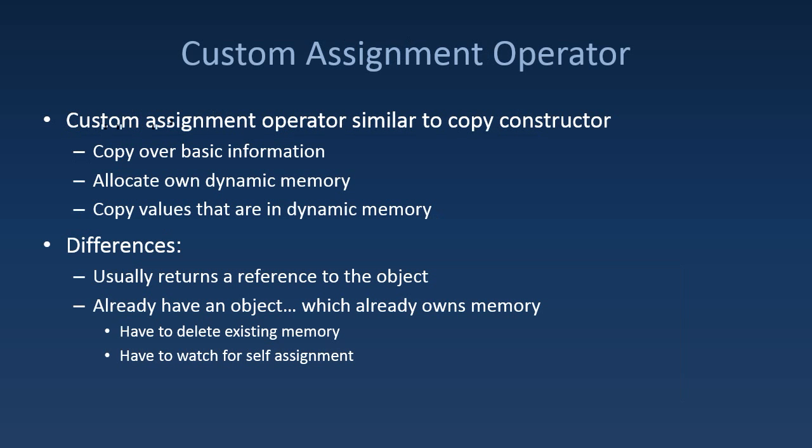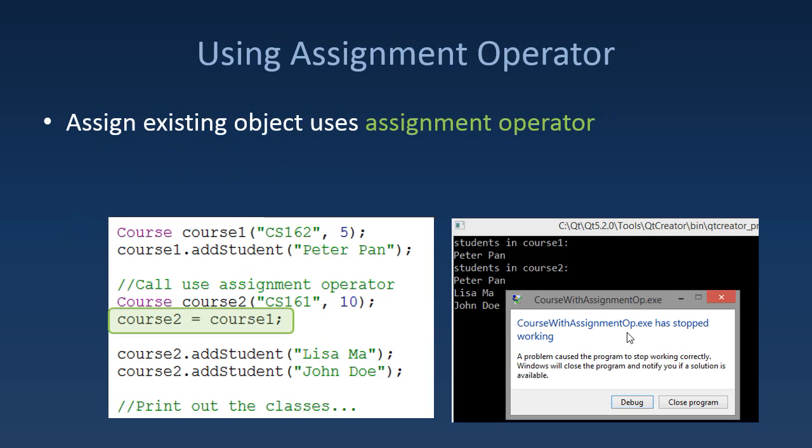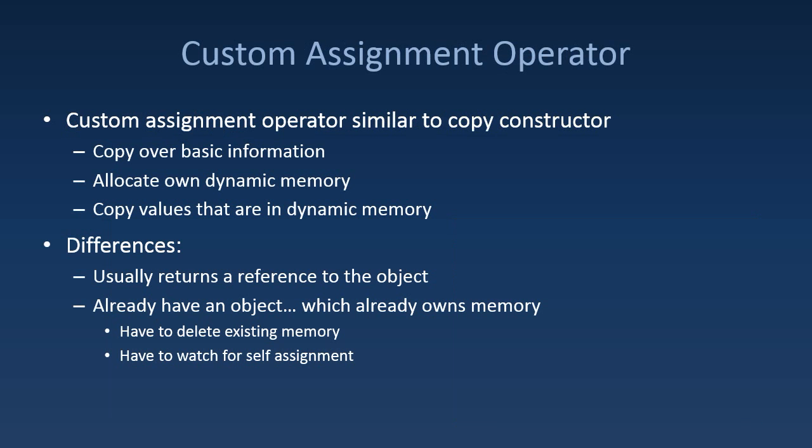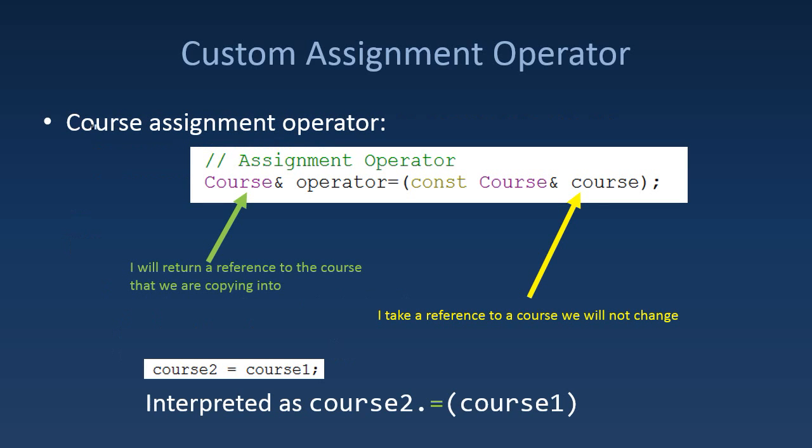The other big thing that's different is we're working with an object. The only way that this gets called is if we have 2 objects already, course 2 and course 1. So course 2 in this case already has some memory. It's already in charge of a list of 10 students. So we've got to get rid of that existing memory, and we also have to be careful that we don't try and copy something into itself.